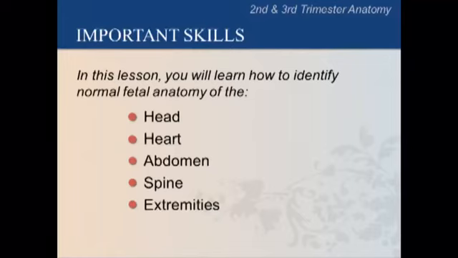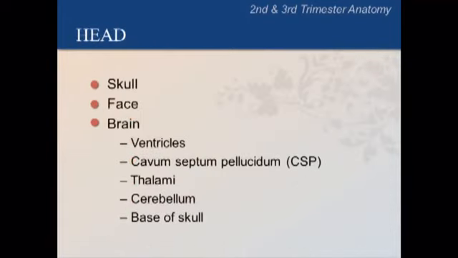Structures are readily visible. We will also show how to recognize the skull, face, and structures of the brain, including the ventricles, cavum septum pellucidum, that we sometimes abbreviate as CSP, thalami, cerebellum, and base of the skull.